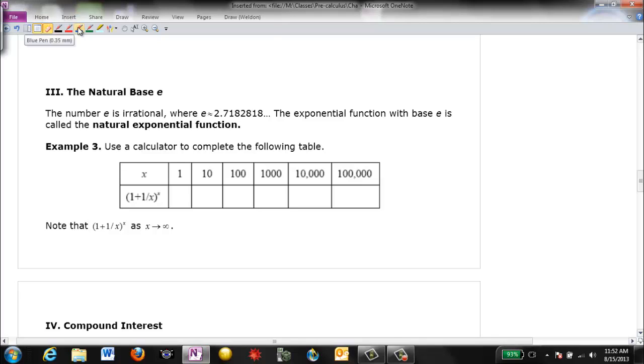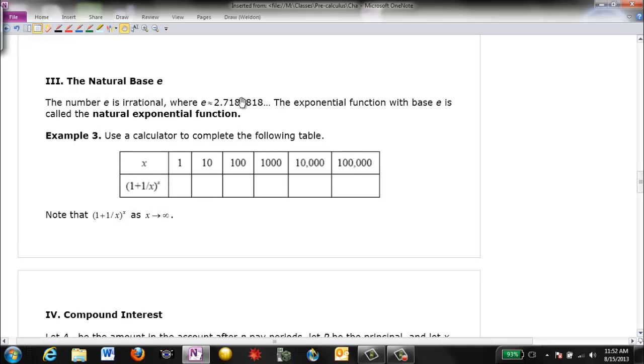Okay, so notice that I have E typed out to so many decimal places here in the notes. We refer to this as an irrational constant, and E is just one of those numbers that seems to naturally occur in mathematics. It pops up in several different places, just naturally.